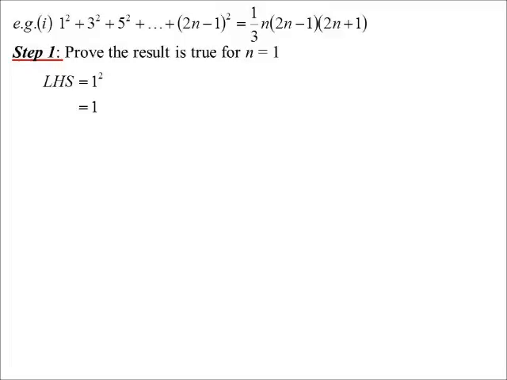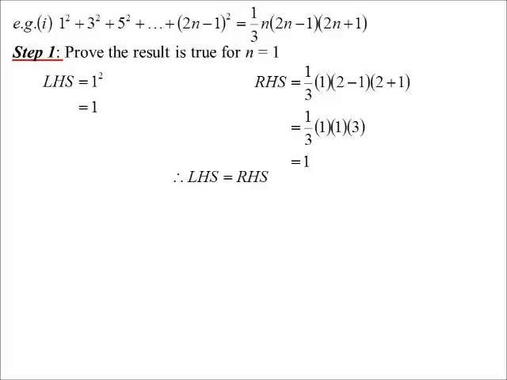So our first term, as we can see from our pattern, 1 squared is 1. All right, well, let's sub into the formula, see if we get the same answer. So a third of 1 times 2 minus 1 times 2 plus 1, yes indeed, that also turns out to be 1. So the formula definitely works for n equals 1. So yes, my left-hand side equals my right-hand side. So yes, it is true for n equals 1.